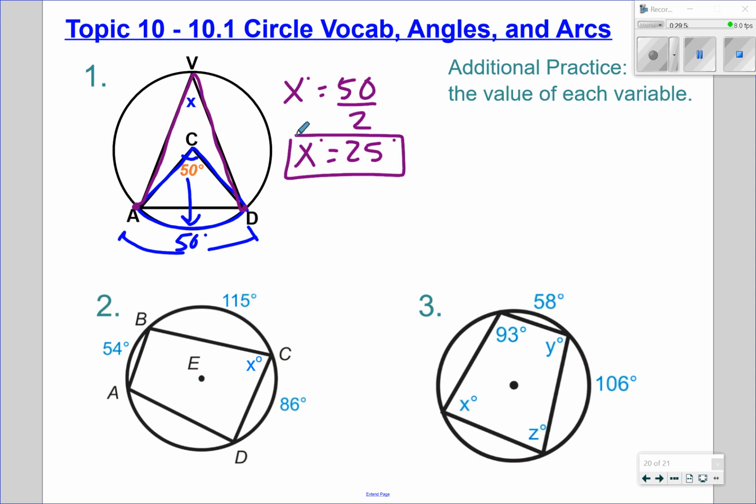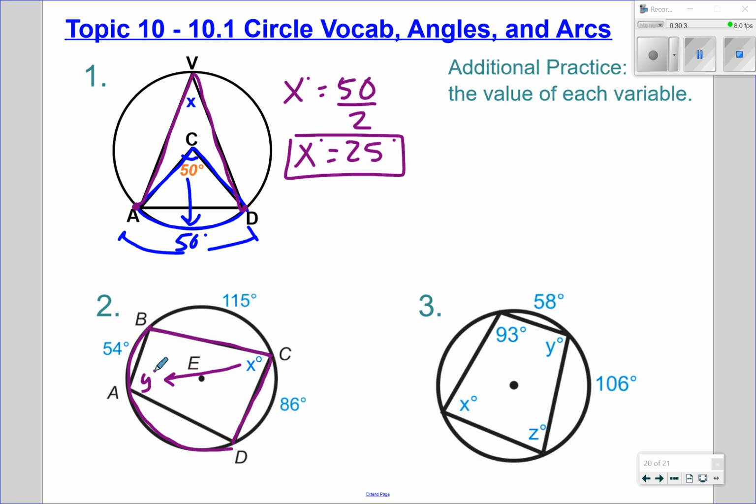Let's look here at number 2. We got a lot going on. We need to find x. X is an inscribed angle, and it opens up to points B and D. So in order to find x, it would be really helpful to either know this arc measure, or we know that x and its opposite angle, we could call it y, should be supplementary.